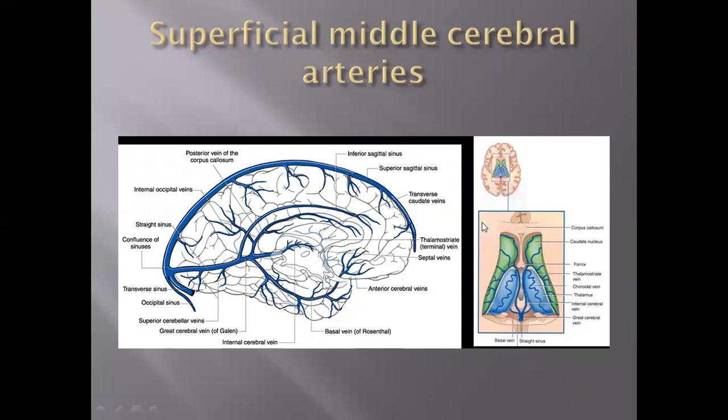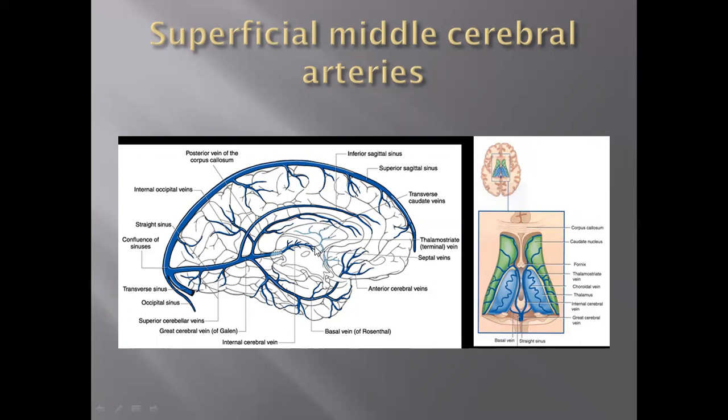These are just pictures showing us what I have described. So those are the internal cerebral veins. The internal cerebral veins come from the thalamostriate vein plus the choroidal veins. So here we can see the thalamostriate plus the choroidal veins. They then become the internal cerebral vein. So the internal cerebral vein is the thalamostriate vein plus the choroidal vein.